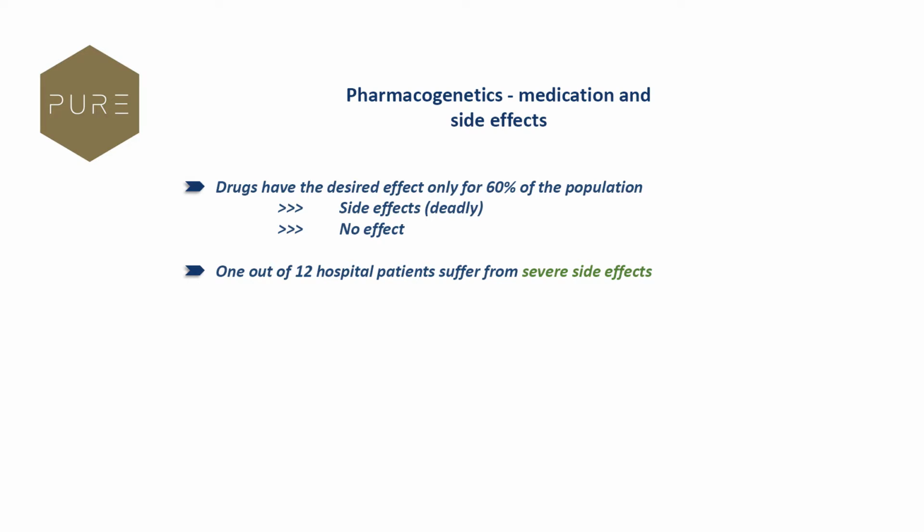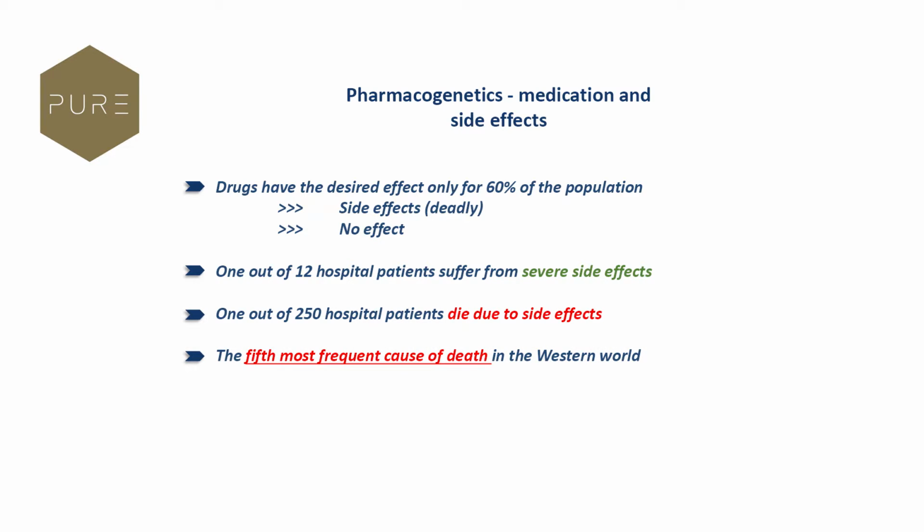And the statistics tell us that 1 out of 12 hospital patients suffer from severe side effects. They're there for some problem, but they really get another problem through drugs that they are taking. And 1 out of 250 dies due to these side effects. So really they die not because of the disease or the problem that they have, but from the treatment. And it is the 5th most frequent cause of death in the Western world. So it's really one of the big problems that we have. Without medication, of course, many more people would die, but many people also die because of drug side effects.